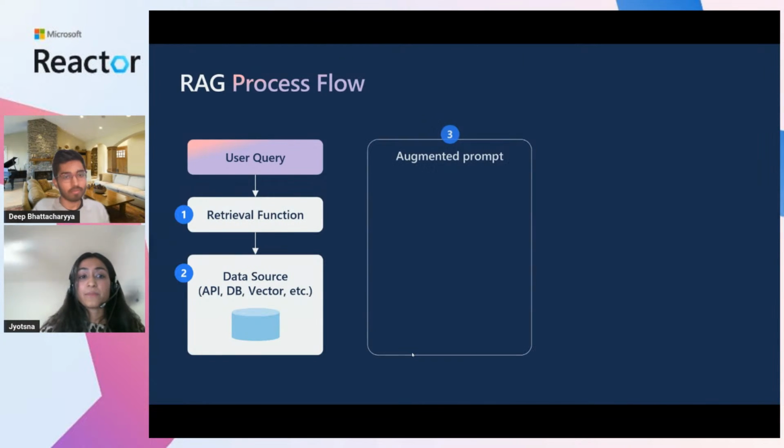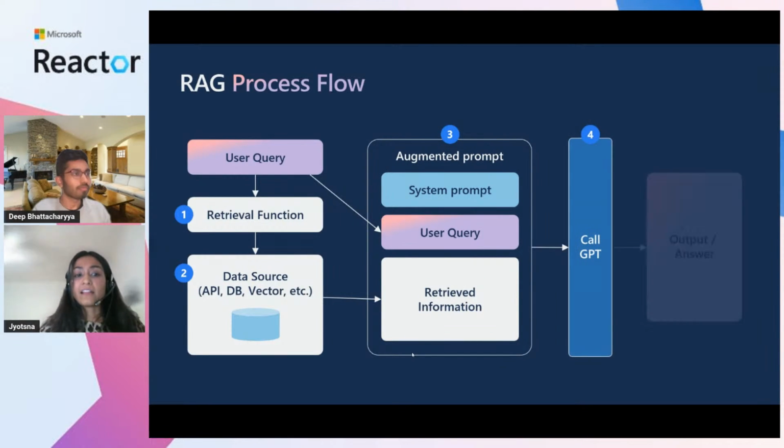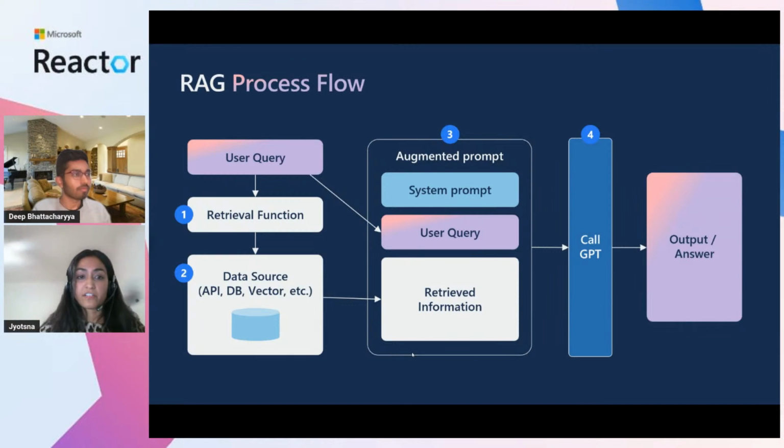And the next step is we need to augment our prompt. We already have a system prompt and we already have our user query. All we need is to get that retrieved information. Now, we'll add the retrieved information that's relevant to this query, and when we call GPT, it already has that information readily available for us. So with that, I am now going to hand over to Deep, who will go through this process in more detail using the demo that we just showed you.